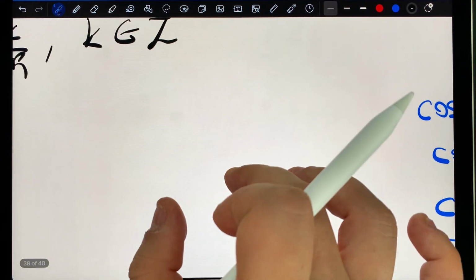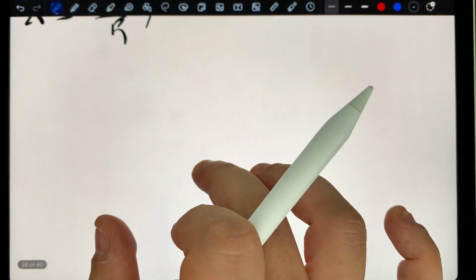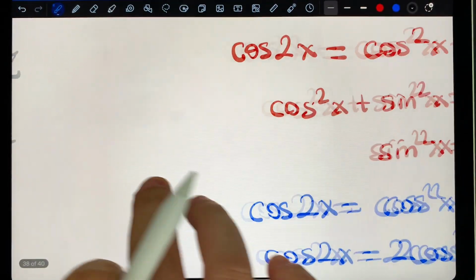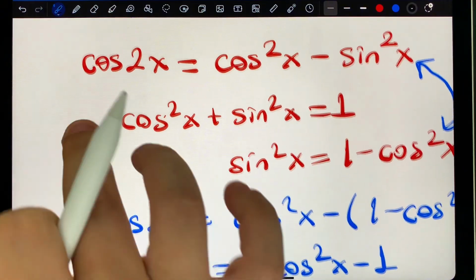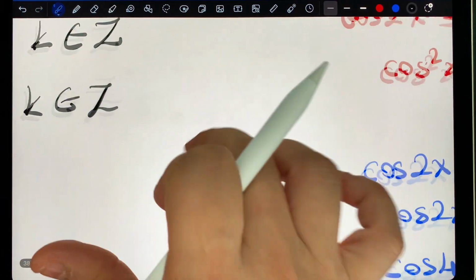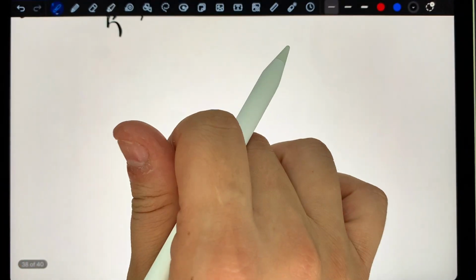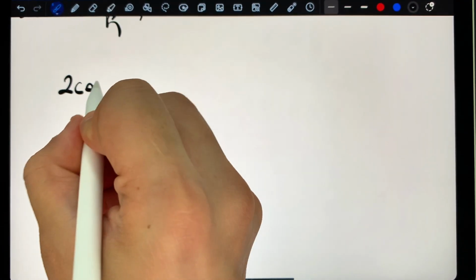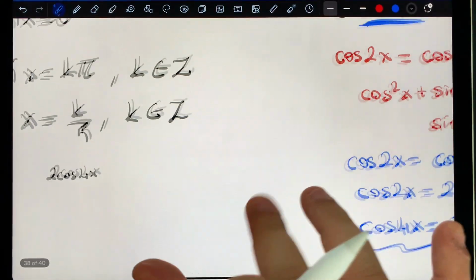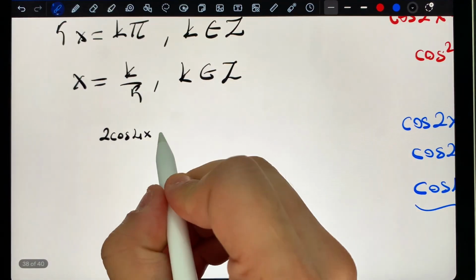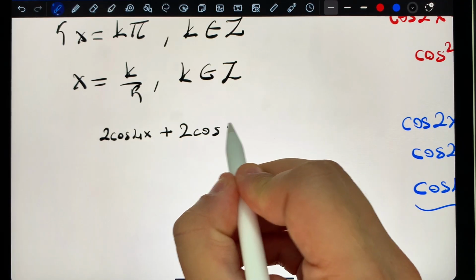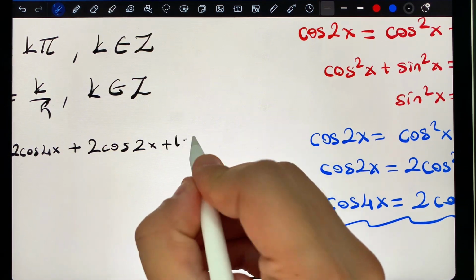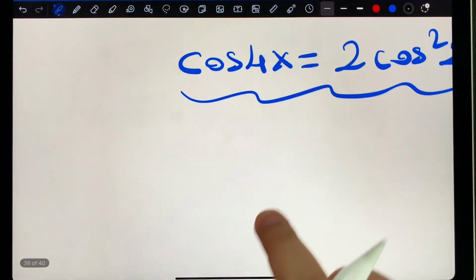So what will our expression turn into? What was our expression? Yes, 2 cosine 4x, let's write it right away. 2 cosine 4x, yes, plus 2 cosine 2x plus 1 is 0.